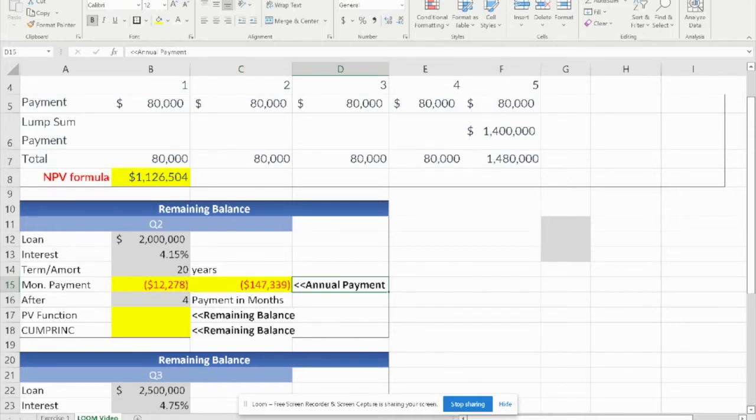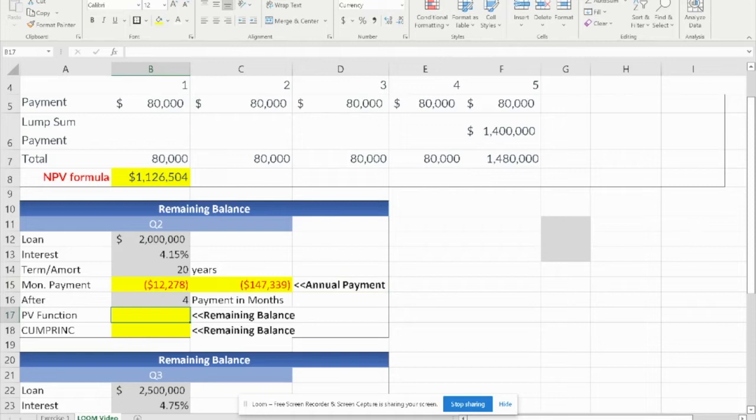The next step in this problem, again, the question that it's asking you is, what is the remaining balance after 4 payments? Not 4 years, but 4 payments. So there are 2 ways to calculate remaining balance. The first one is the PV function. We're going to do that one first. PV function is the present value function.